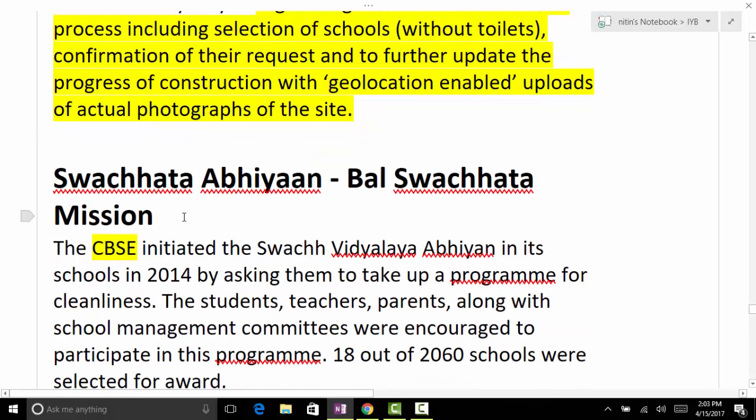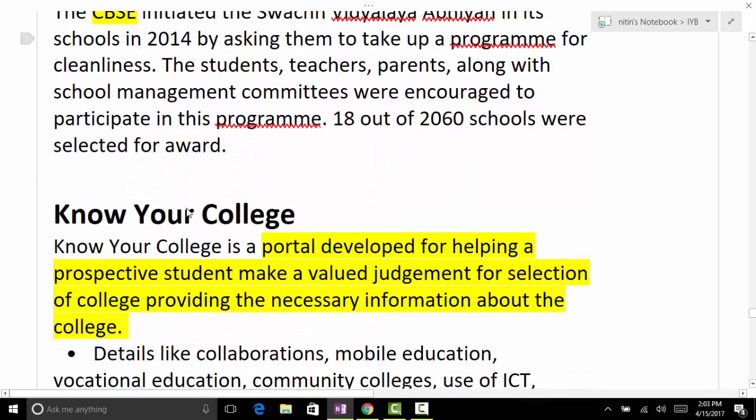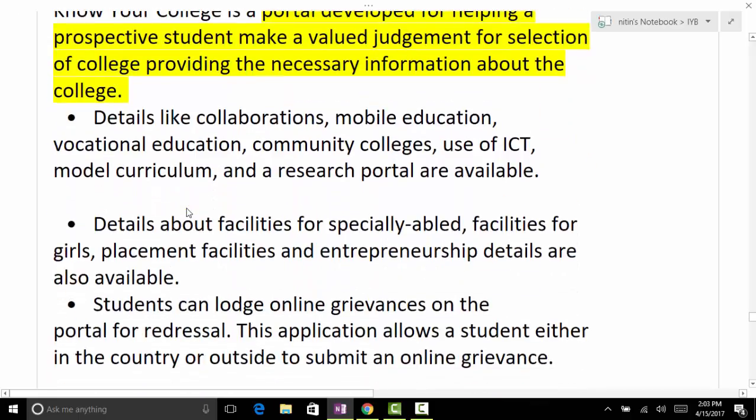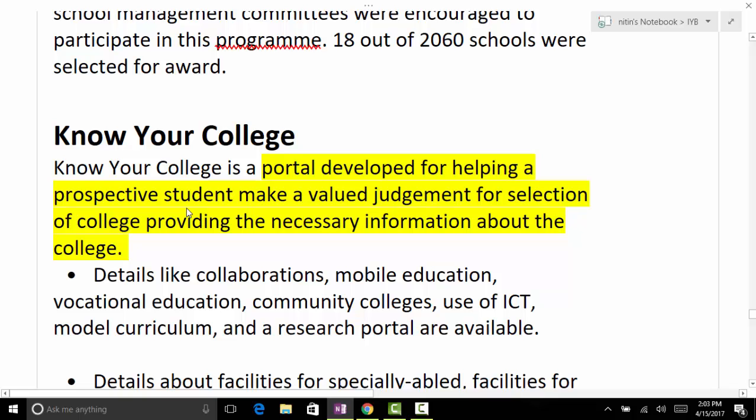Then there is Swachhta Abhiyan, Bal Swachhta Mission by CBSE. So cleanliness it focuses on. Then Know Your College. It gives information to know about your college. Suppose you want to join some college, you don't have information, so you may take some uninformed decision. So Know Your College helps in taking an informed decision to get admission in that college. So all the information is provided.